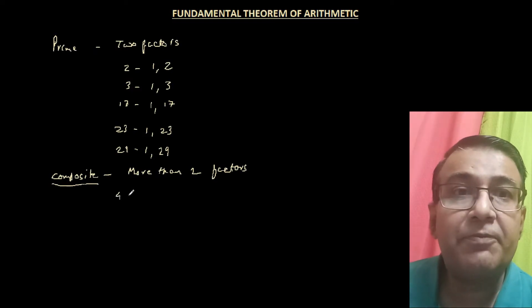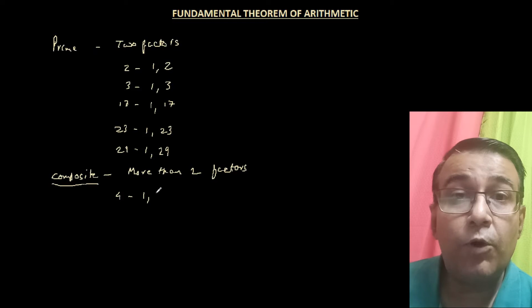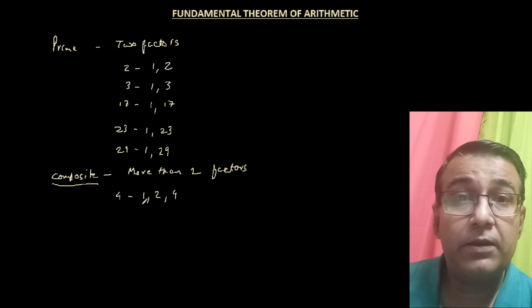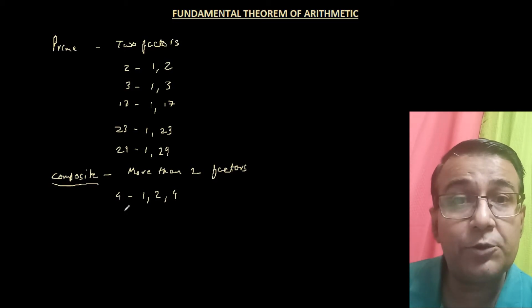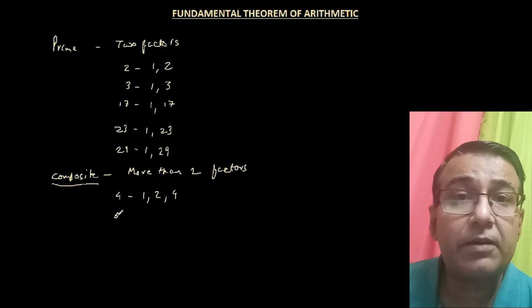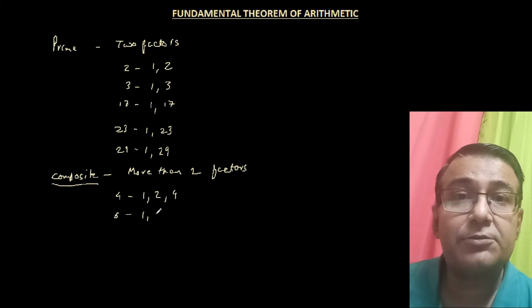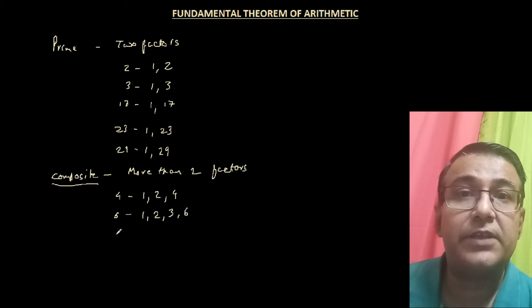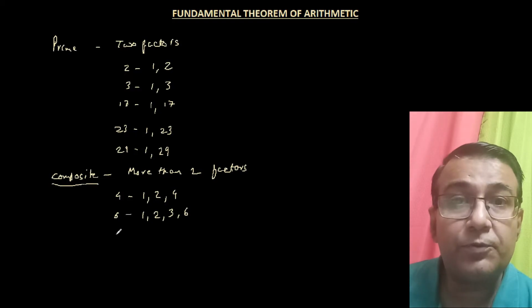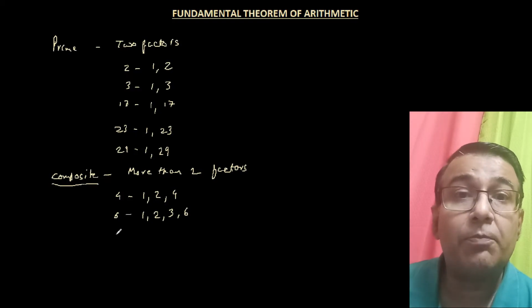For example, 4 is a composite number. 4 has factors of 1, 2 and 4. As you see, it has 3 factors, and because it has more than 2 factors, it is called a composite number. Let us look at the number 6. The number 6 has the factors 1, 2, 3 and 6. As you see, it has 4 factors, and because it has more than 2 factors, that is why it's called a composite number.